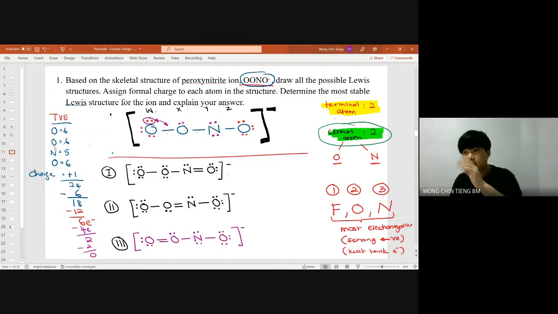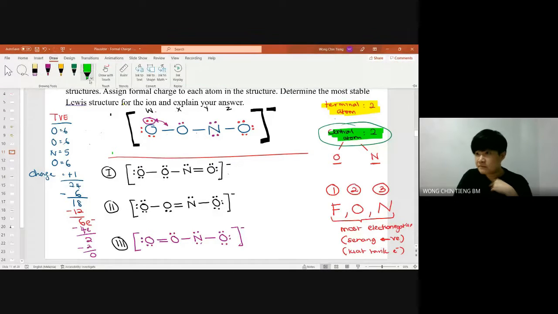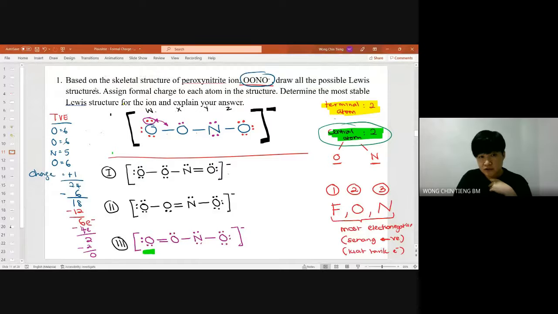Moving from left to right? Semua masih octet? Oksigen, 2, 4, 6, 8, betul? Oksigen tengah 2, 4, 6, 8, octet? Okay, nitrogen. Nampak octet kot? 2, 4, 6, 8. Right? Semua orang masih octet, pertama.